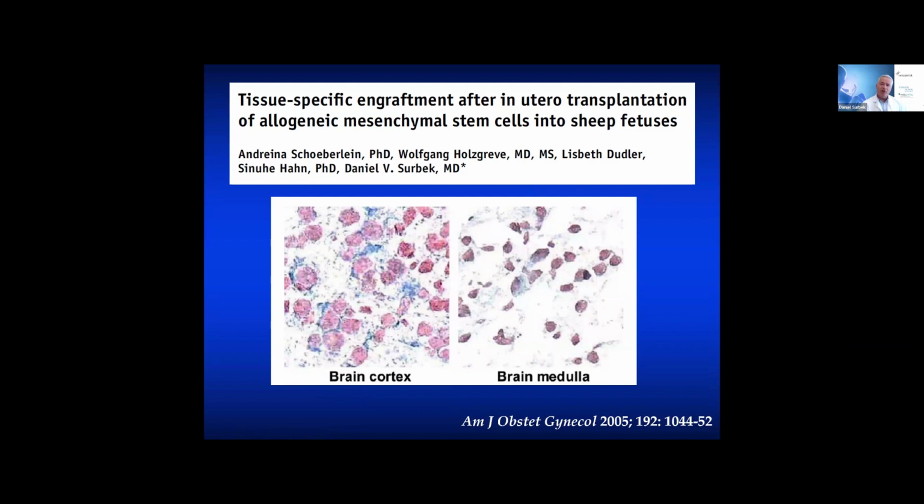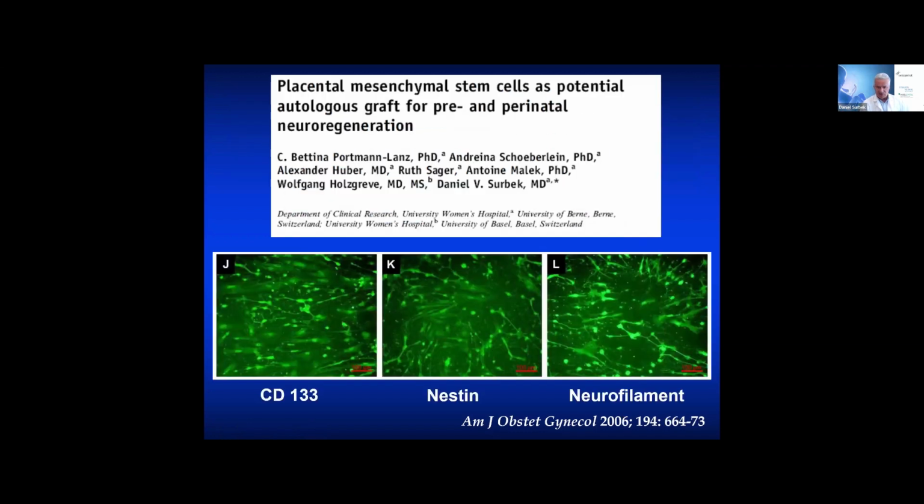That means that we found these transplanted cells, which were allogeneic mesenchymal stem cells from other sheep, rather abundant in the brain cortex, but also in the brain medulla. So there was engraftment, in fact, of these prenatally transplanted cells in the brain. And this brought us, of course, the motivation to follow this line of research and to look also at the effect of stem cell transplantation.